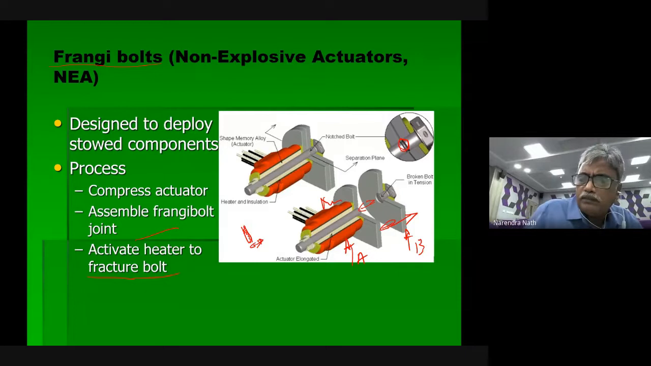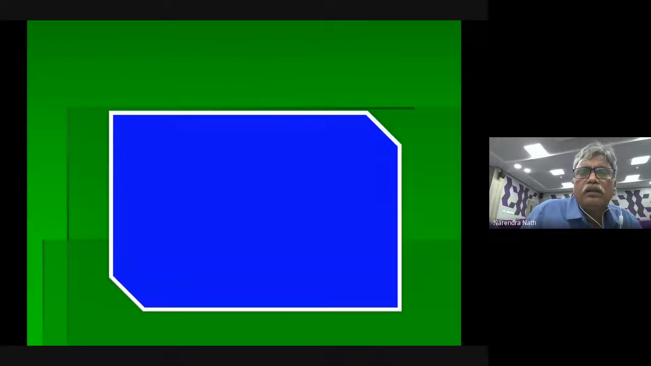Shape memory effect is nothing but, see, when you are going to load the alloy, at a certain point you are going to unload. In a normal wire, it won't return back. Is it returned back? Normal bending wire, is it coming back? It won't come back. Whereas shape memory alloys, it will come back to its original position. So this is what shape memory effect is.